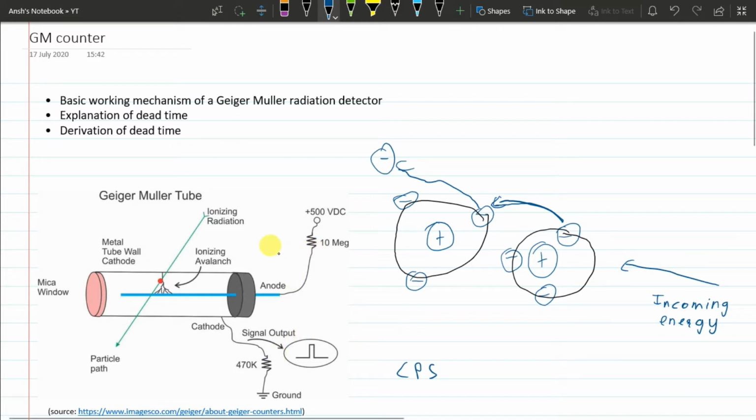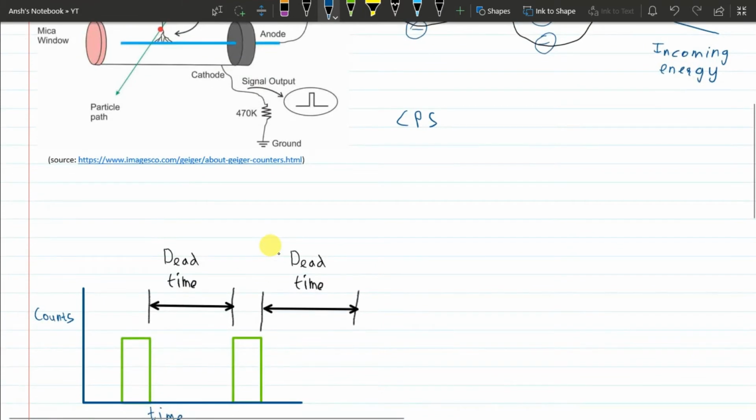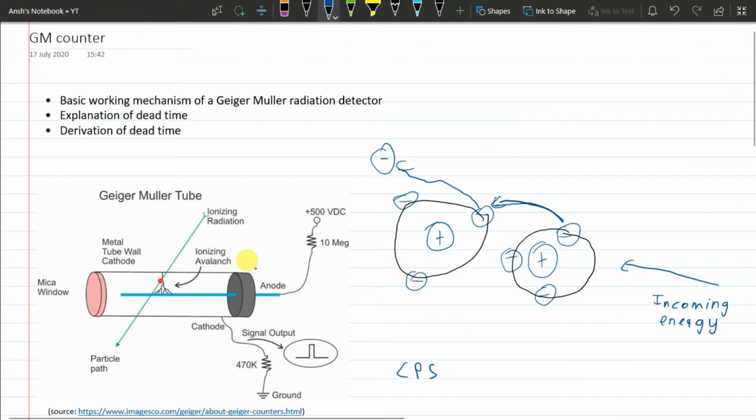Now I'll explain how dead time comes in. Let's say you have one ray of ionizing radiation coming in. All these electrons separate from their ions, and then they become free, and then they are attracted towards the anode, and we get current. Now, the problem is that the ions inside the tube right now don't have electrons that can be ejected, since the free electrons that could be ejected have already been ejected by one single source of ionizing radiation.